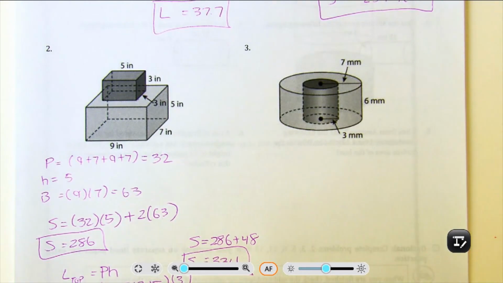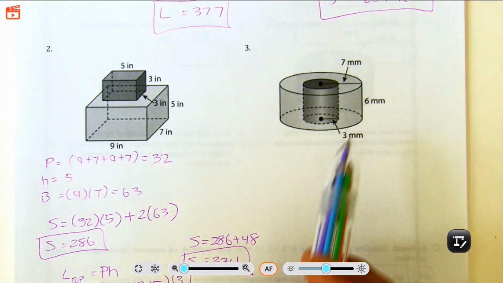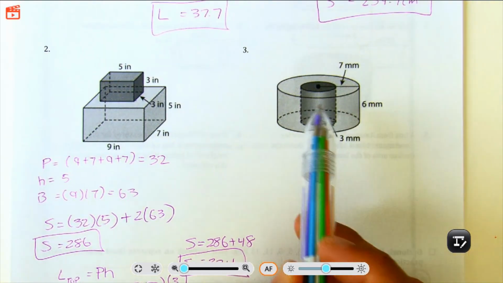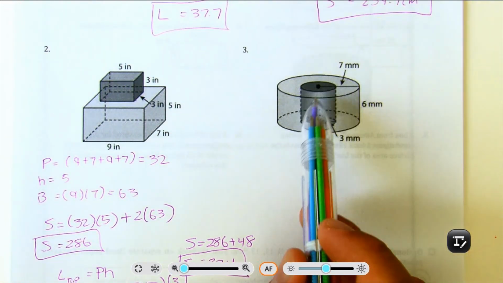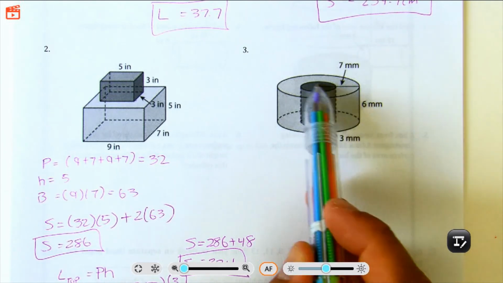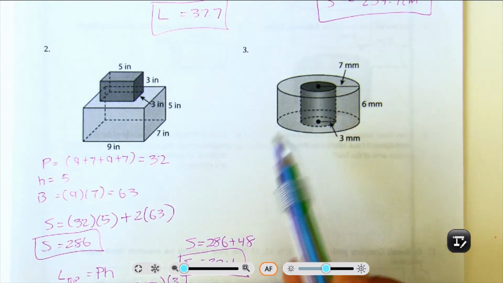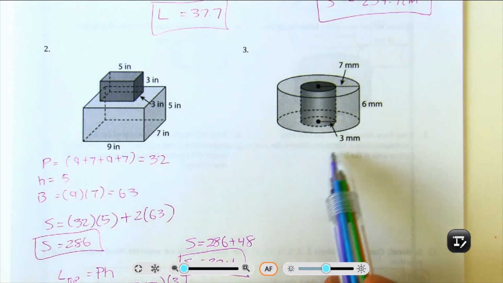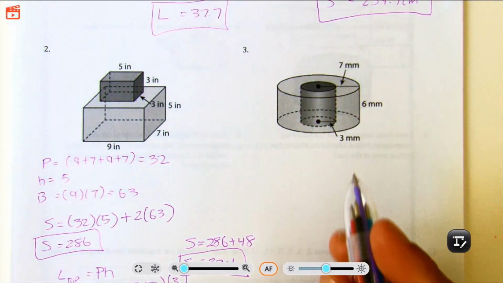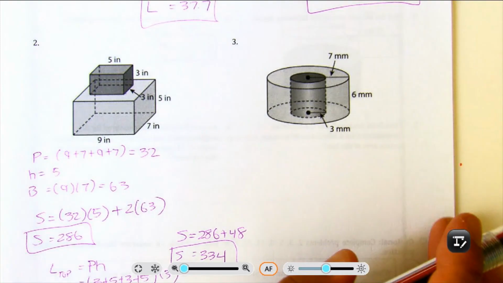Okay, last example is 2 cylinders. So imagine we have a cylinder and we drill into it. So what happens is we don't have a top piece, we don't have a bottom piece, and we only need to find the lateral area of the inner cylinder. So we start by finding the lateral area of the outer cylinder. I'm sorry, the surface area of the outer cylinder.